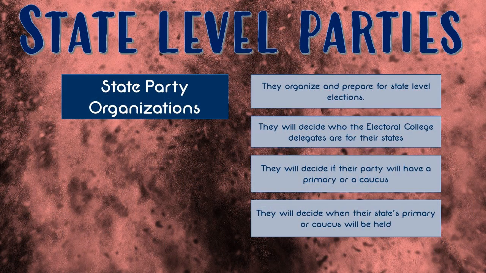The state party organizations are just like a mini version of the national party organization, but only for the state level. So they organize the state level elections for their candidates and help run their campaigns. But they have other important jobs. They have to decide who the electoral college delegates will be for their states. They've got to make sure they choose people that are loyal and will vote for the party when they get there. They make decisions about whether their state's going to hold a primary or use a caucus, and when they want their state's primary or caucus to be held.